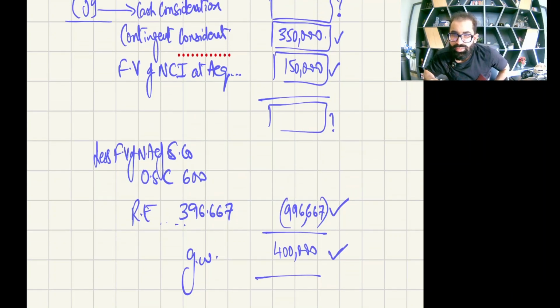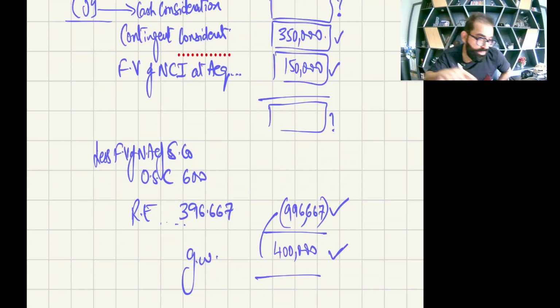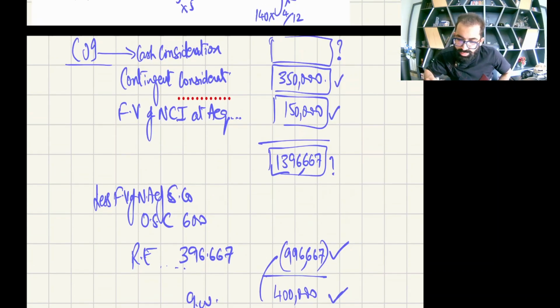Now you tell me, if I want to do reverse working, from top to bottom you need to deduct this. From top to bottom you need, now you'll add this. So plus 400, this will be 1,396,667. Now finally, the sum of this and this, if you add these three you get this.